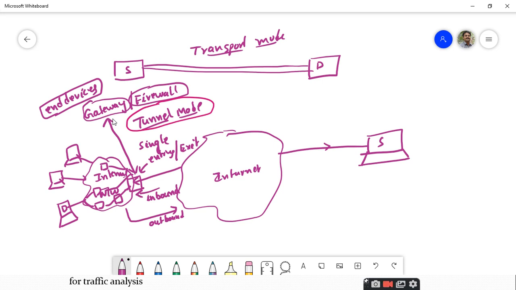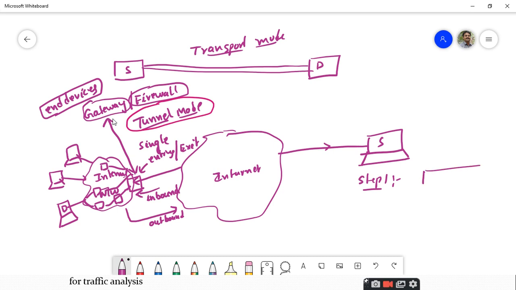If this scenario is there, what is the advantage we are having? This is what we are going to discuss: the series of steps to be followed for the tunnel mode in this type of scenario, where you have an external source and an internal network, with the destination in that internal network, and they are connected via the firewall. As step 1, the source has kept everything ready and it wants to send the data.